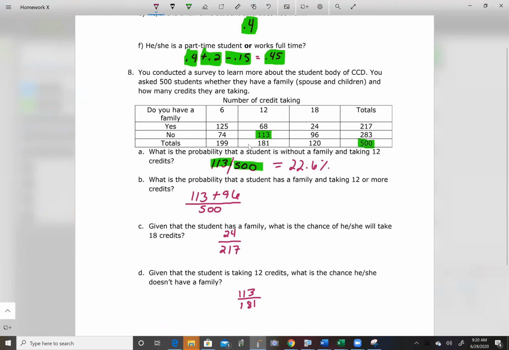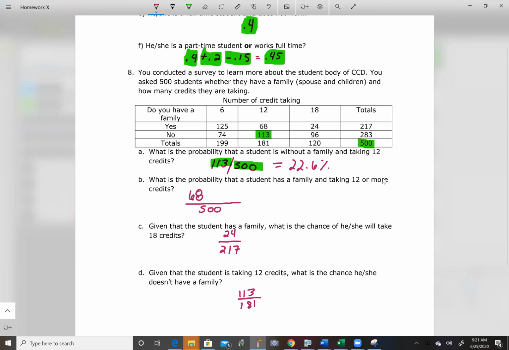Next question, what is the probability that a student has a family and is taking 12 or more credits? So in this case, the probability that a student, oh no, I think I did this one wrong. It's a good thing I'm going over it. I did the not having a family. So what is the probability that a student has a family and is taking 12 or more credits? In that case, our denominator is still our sample space, which is 500. But our numerator, if they have a family and they're taking 12 credits, is 68.